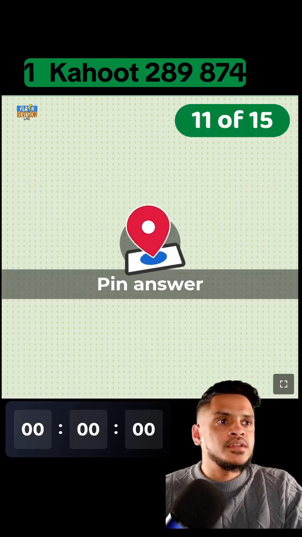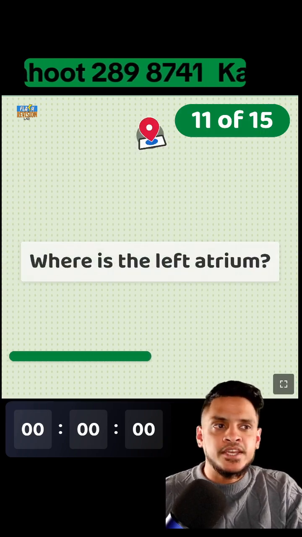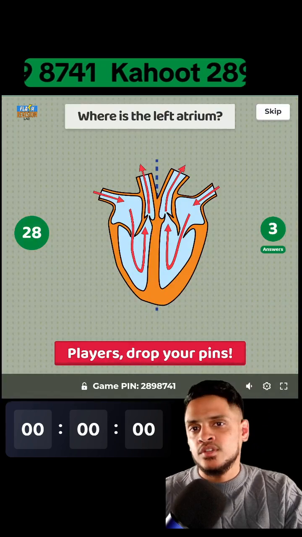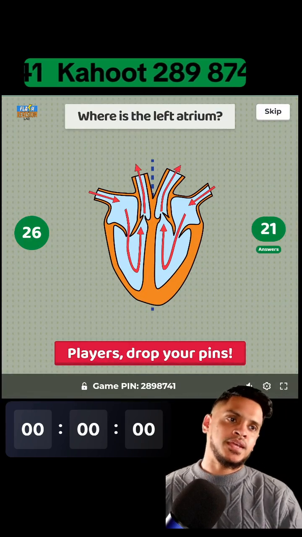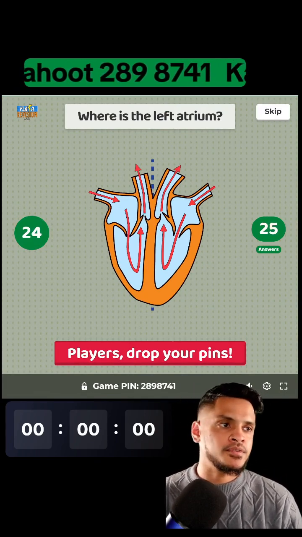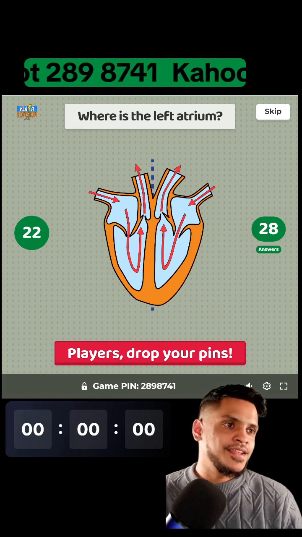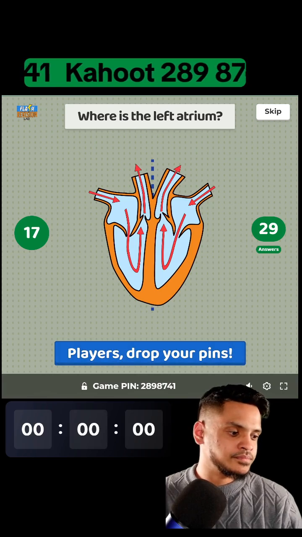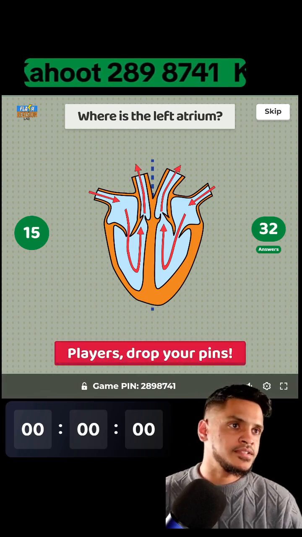Next question. Pin the answer. Where's the left atrium? It's another one, diagram of the heart. Let's go. Left atrium. Don't fall for the same trap again, guys. Half of you fell for the wrong side trap. Don't do that again. Let's see if you guys are going to get it. Left atrium. Chris is giving you guys hints as well.